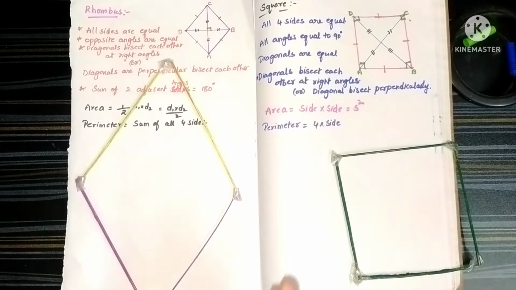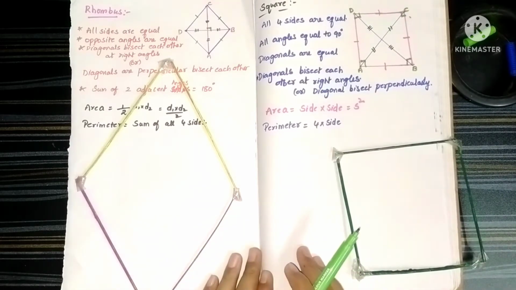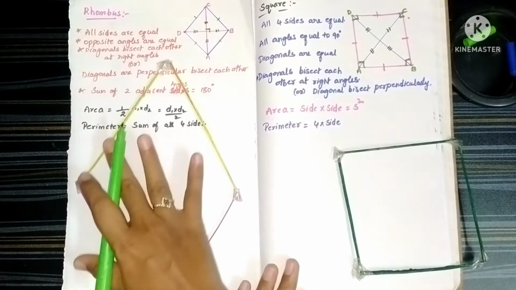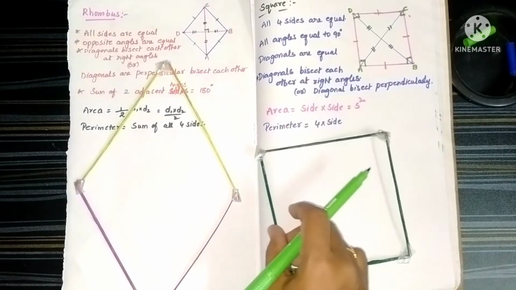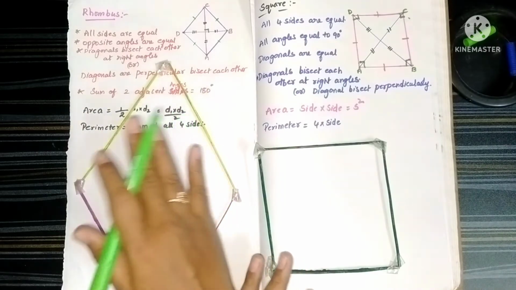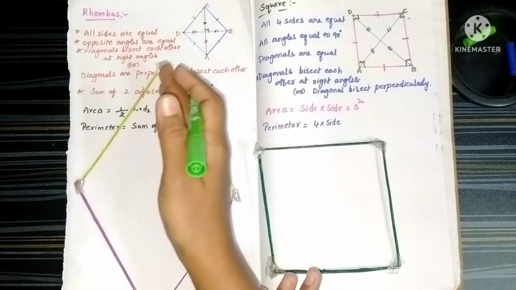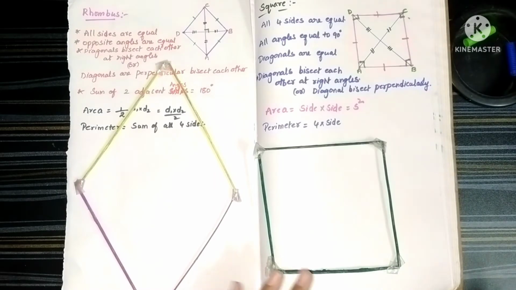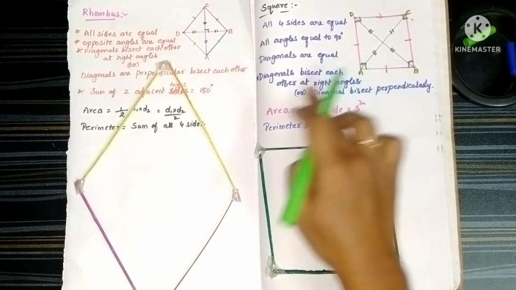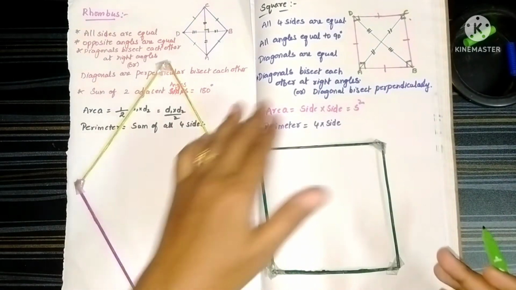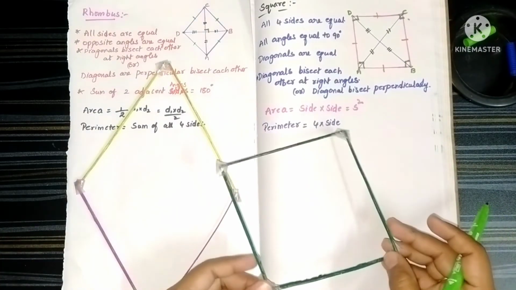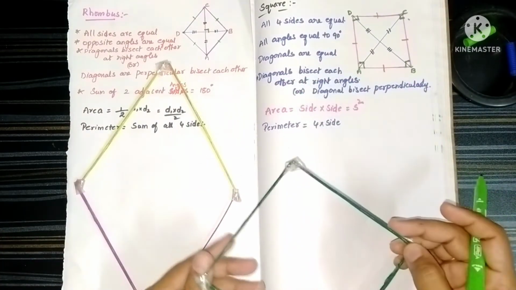Fourth one, a square is a rhombus. That is the question. In a square all sides are equal, and in a rhombus also all sides are equal. In a rhombus opposite angles are equal. In a square all angles are equal, so opposite angles are also equal, no? Next, diagonals bisect each other at right angles. Here also diagonals bisect each other at right angles, and one extra point is the diagonals are equal. So we can simply say a square can become a rhombus.